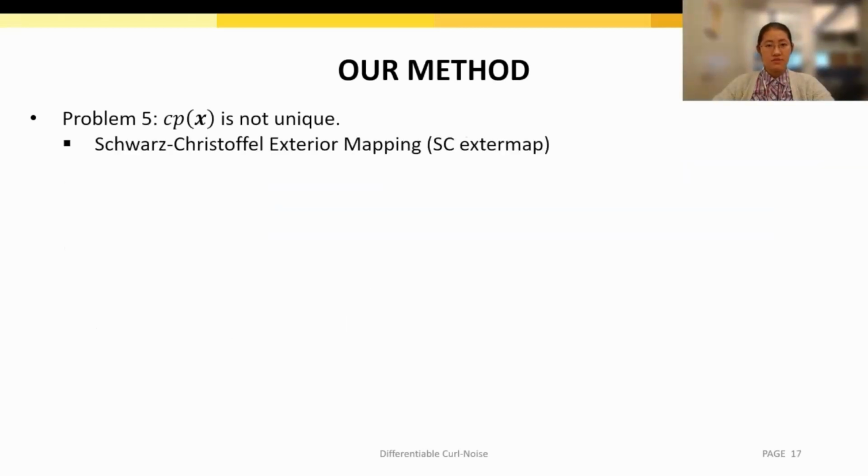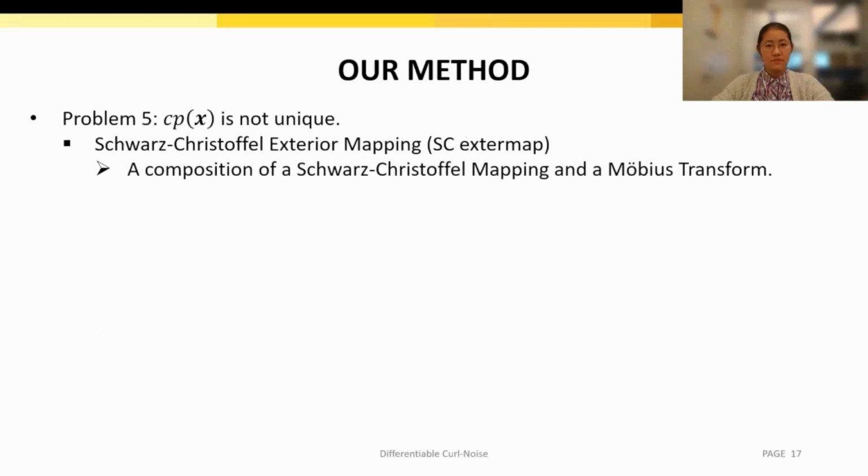Then what is a Schwarz-Christoffel exterior mapping? It is the composition of a Schwarz-Christoffel mapping and a Mobius transform, where the Schwarz-Christoffel mapping is the biholomorphism guaranteed by the famous Riemann mapping theorem. We discussed in our paper that the Schwarz-Christoffel exterior mapping is almost everywhere biholomorphic, except at the prevertices on the boundary of the complex unit disk and the origin. Please check out our paper for more details.